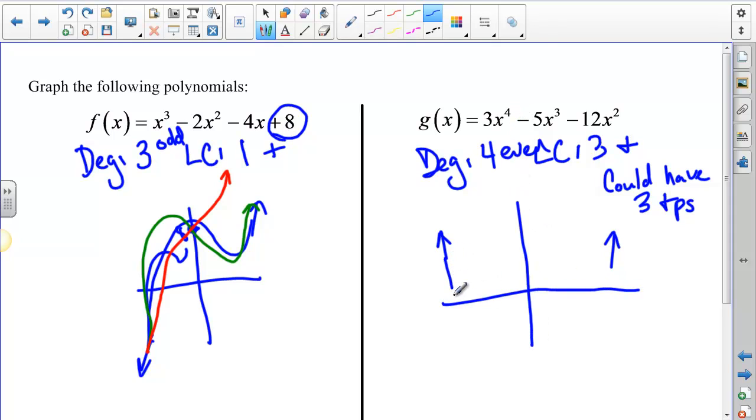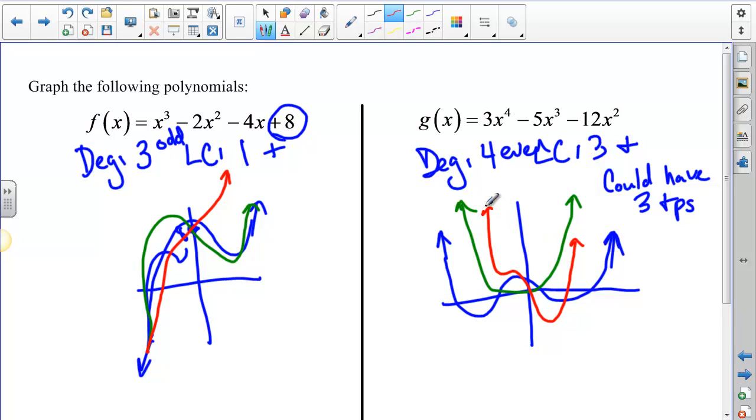So one example could look like this. Another example could look just like this. And another example could even look like this. I don't know, but I do know that all of these rise to the right and to the left and have a couple of turning points, at least one, and we'll talk more about that later.